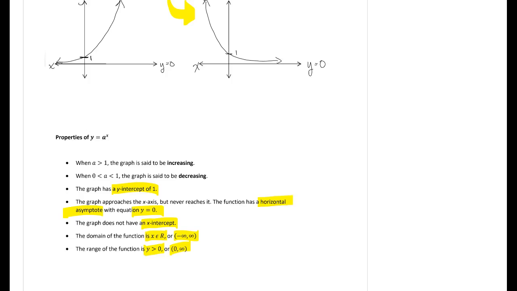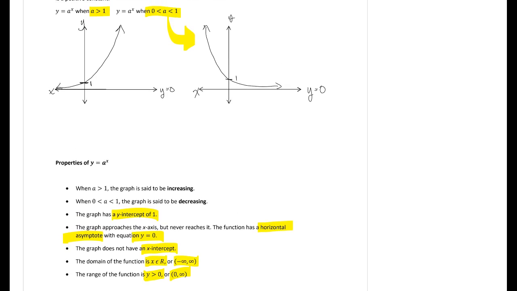So that's our first lesson. I'm not going to do homework for this lesson on its own, but you will get some practice later on.